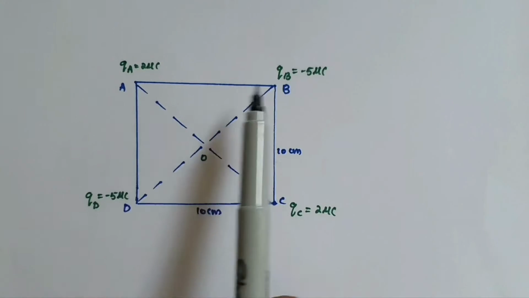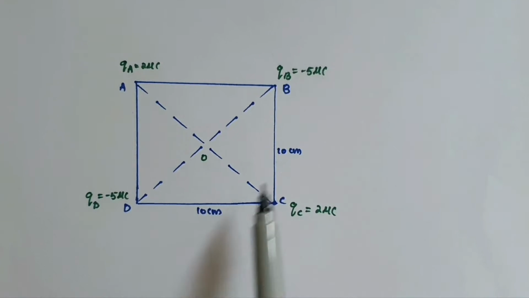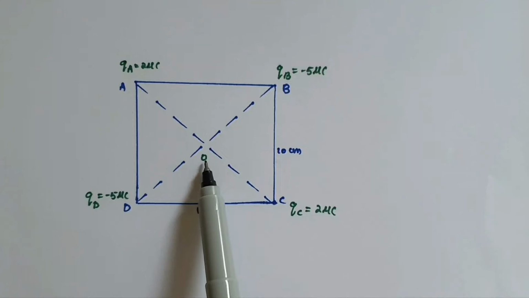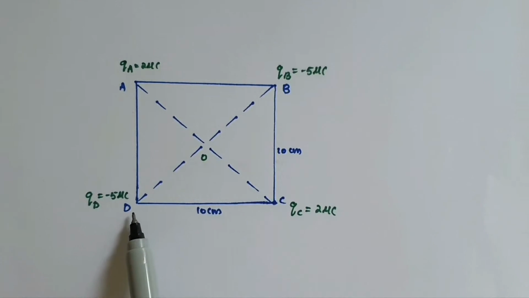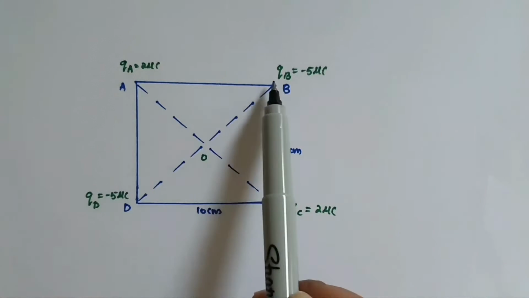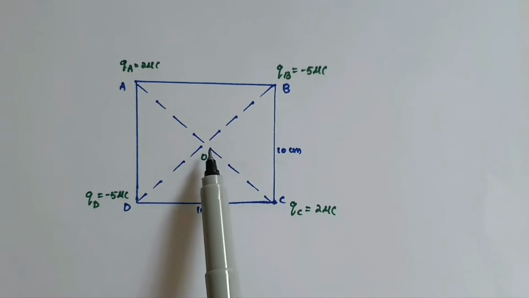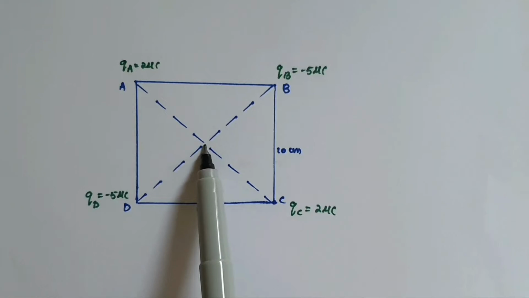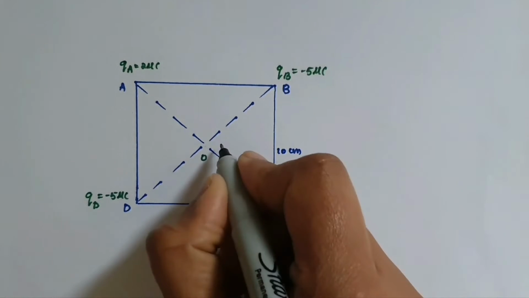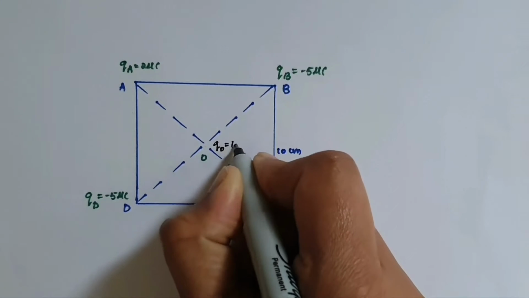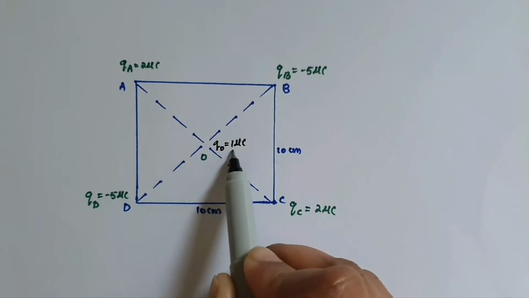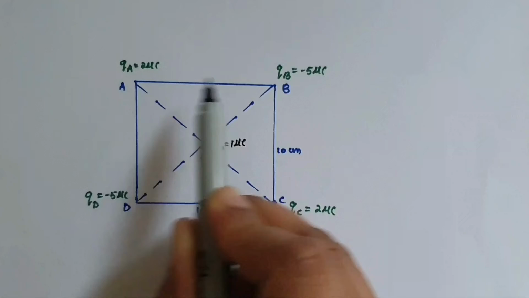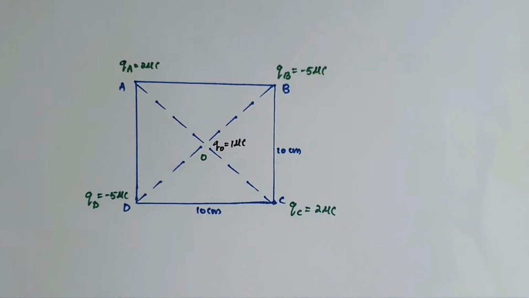Consider the square ABCD with sides 10 cm. Let O be the midpoint. QA, QB, QC, QD are 4 charges placed at the corners of the square. Let a 1 microcoulomb charge be placed at the center. Let it be Q0. We have to find the force on this 1 microcoulomb charge by these 4 charges.